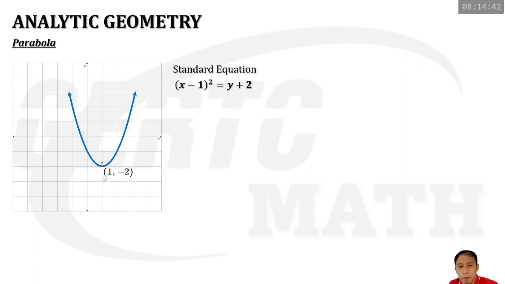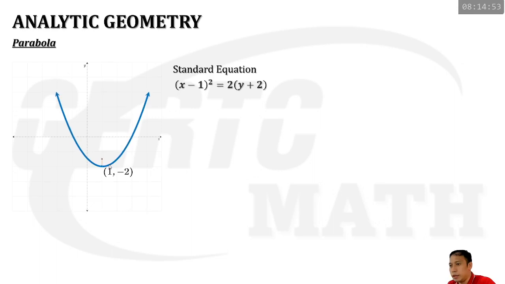Bakit? Kasi as you can see, yung focus ko dito is like 0.25 units from the vertex. Okay? Ganun. Next, ito naman. Say, ang distance naman niya is 0.5, distance of the focus from the vertex. It becomes, what?